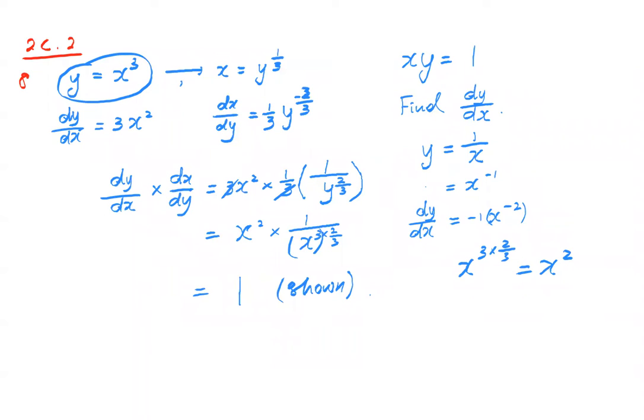Explain why dy dx times dx dy equal to 1. Because dx dy is the reciprocal of dy dx. Reciprocal. 1 over is called reciprocal. That's all. Okay? Because dx dy is the reciprocal of dy dx. Are you okay?